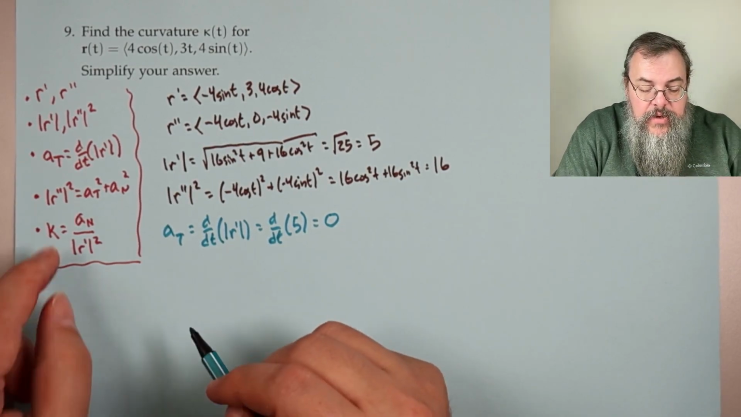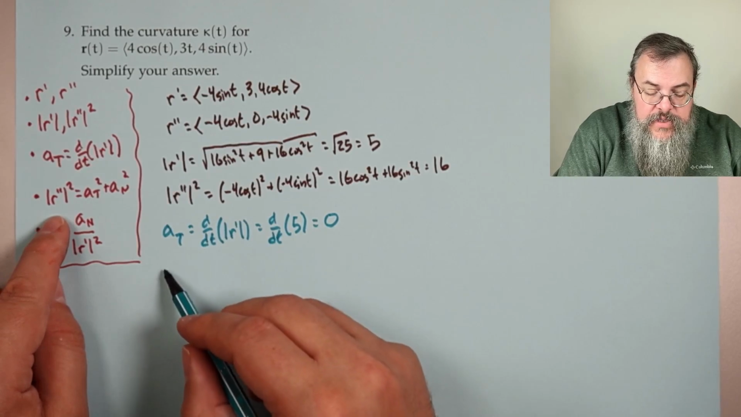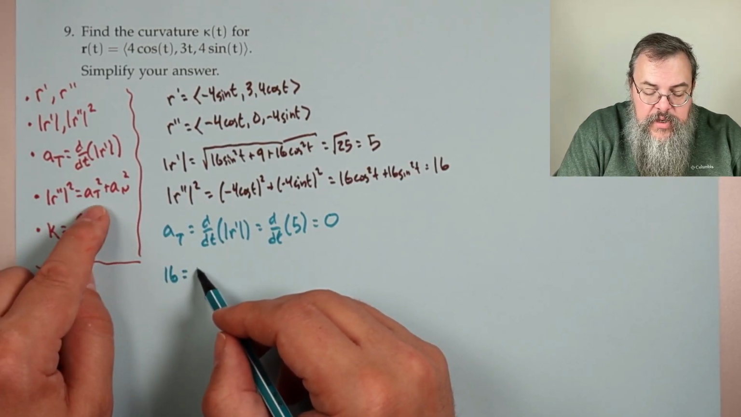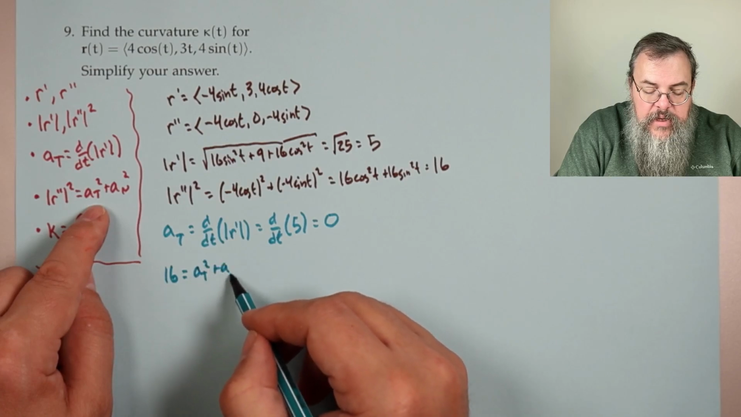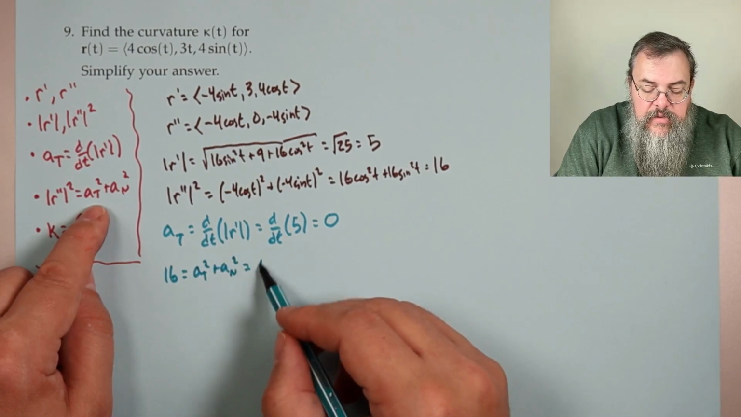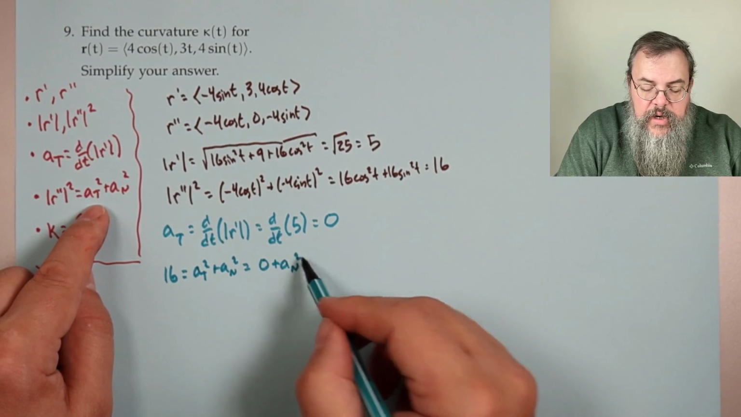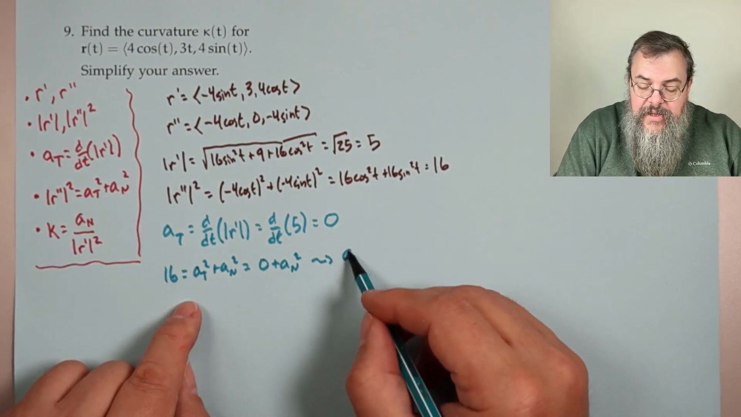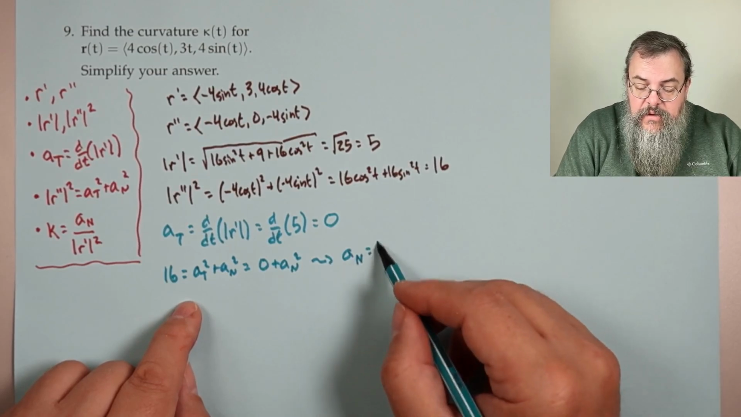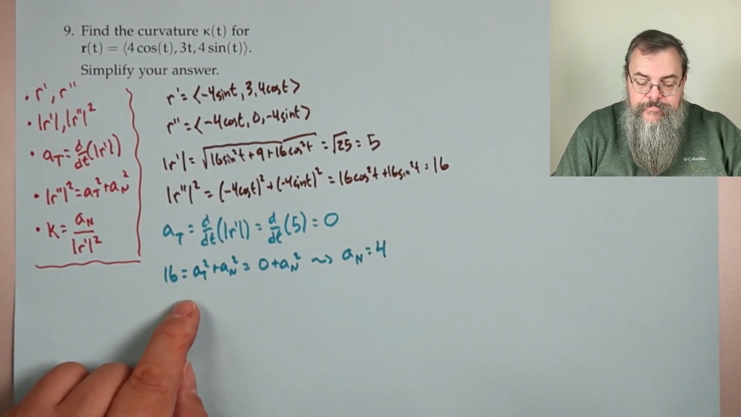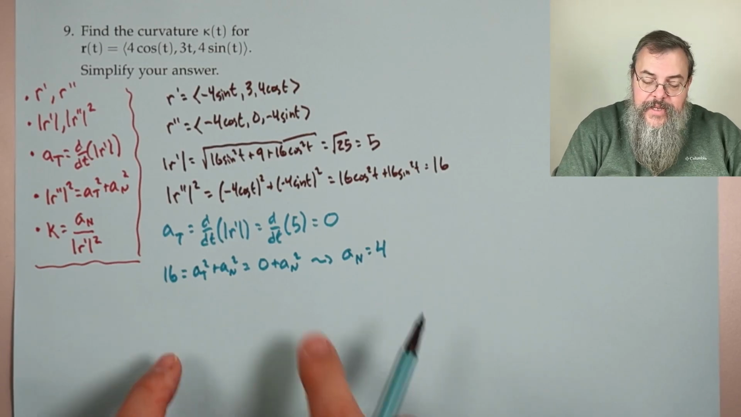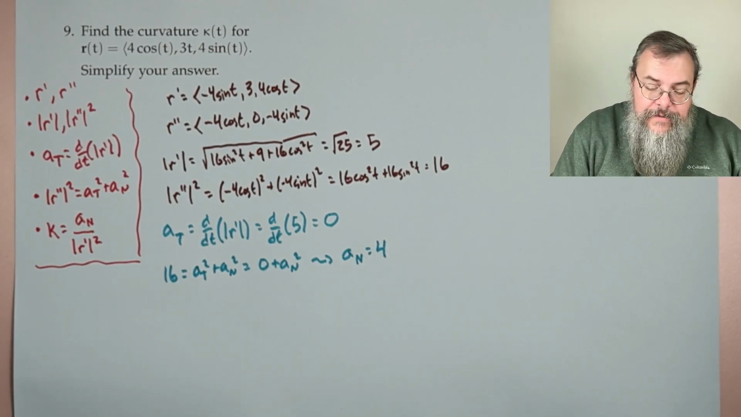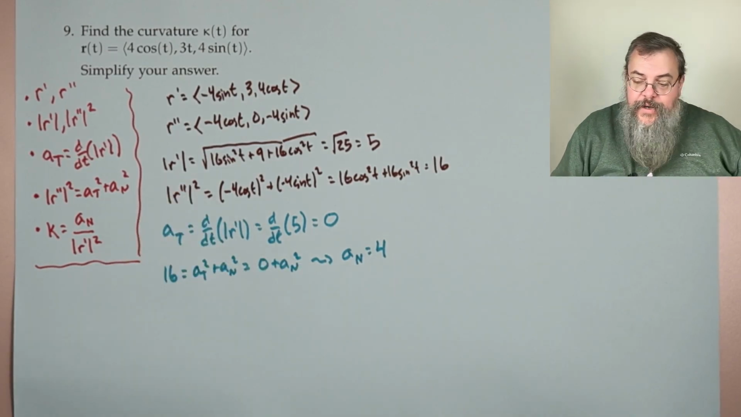So then we say, okay, magnitude of r double prime squared, which is 16, is equal to a sub t squared, okay, plus a sub n squared. But a sub t squared is 0 plus a sub n squared. So now say, well, what is a sub n? That says a sub n is 4. Okay, right? Because you take the square root. And now we have a sub n, and we have r prime, the magnitude of r prime.